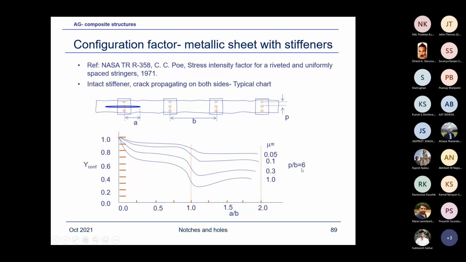And this P by B, I just put up one chart where P is the fastener pitch and B is the stiffener spacing. Now this will be different if you have a bonded panel. And as I said, I'm not providing the exact method, but I was just illustrating that if you don't have anything available, in the beginning, to get some feel, you can use this method approximately and test maybe a couple of coupons to validate it.